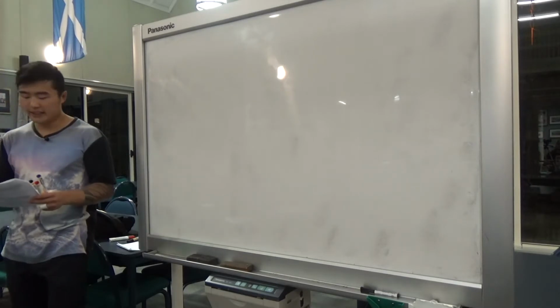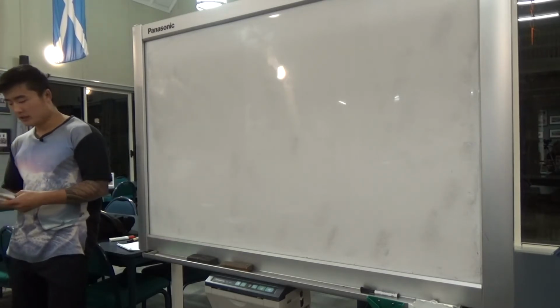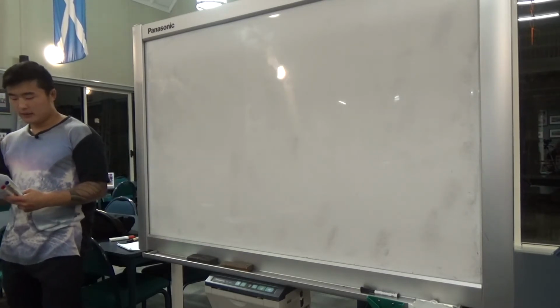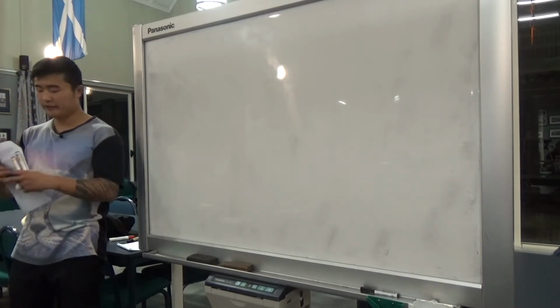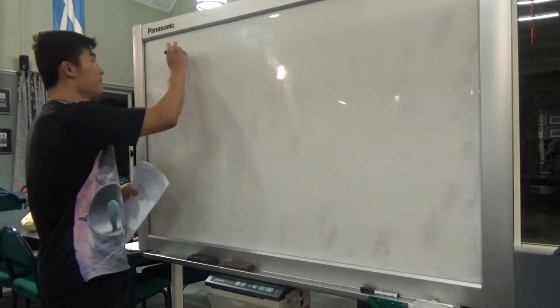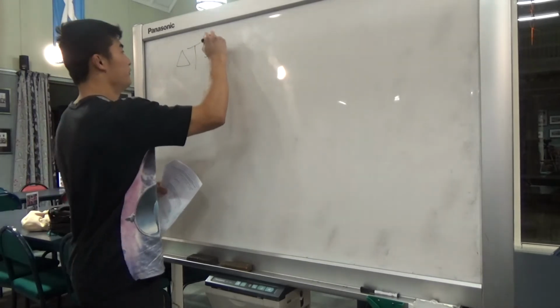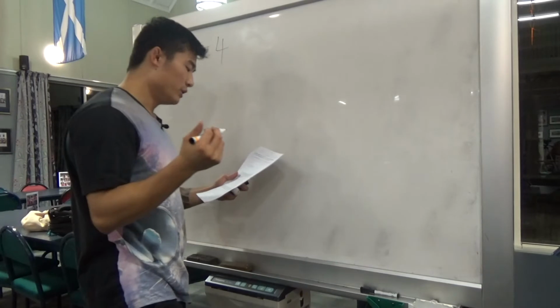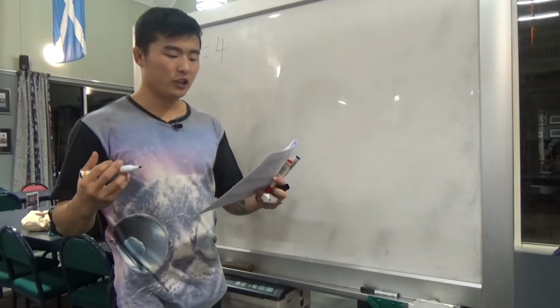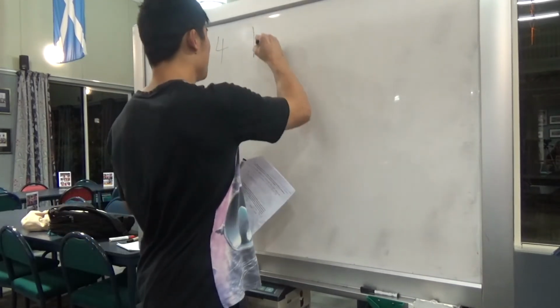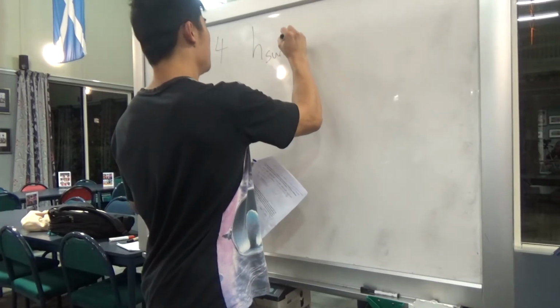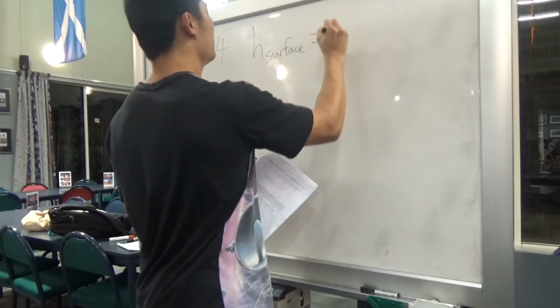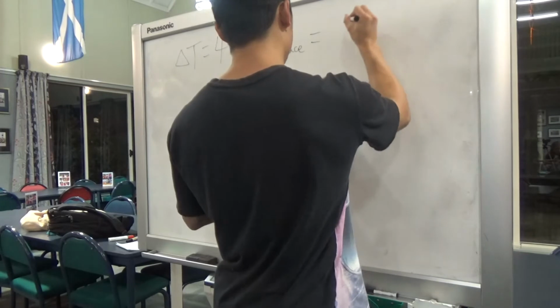Okay, so we'll go through that again. We've got the temperature inside and outside, so the difference, delta T, is equal to 4 degrees Celsius. We've got the surface heat transfer coefficient, so that's the H. The H of the surface is equal to 8.